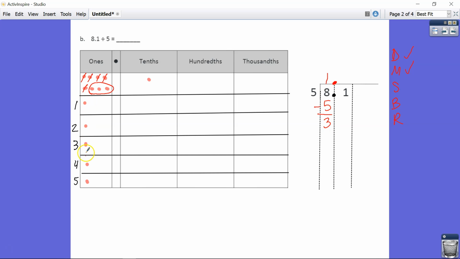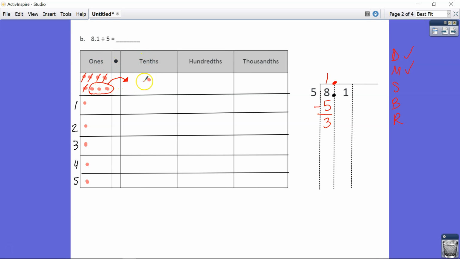Hopefully you saw that. Each group got 1, for a total of 5 used. And we subtracted and we have 3 remaining. Now with this 3 that's remaining, we need to regroup that. If I had $3 and I needed to get change so that I can give it to 5 students, I can go and get 10, 20, 30 dimes. So I have $3 that I'm changing into dimes.